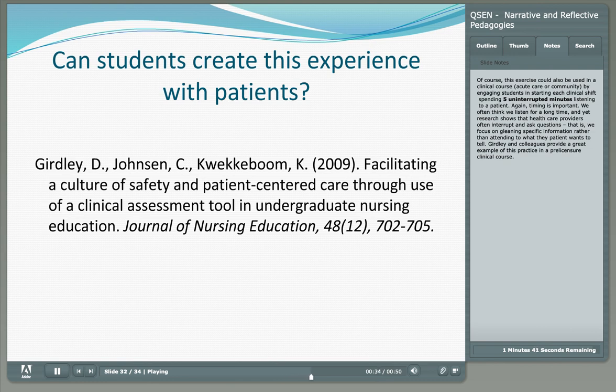This citation is an article that was published in the special issue of Journal of Nursing Education that was focused on quality and safety, and it provides a great example of how this listening experience can be incorporated into a clinical course.